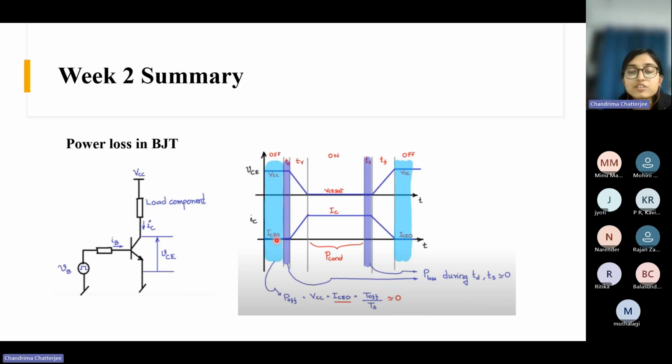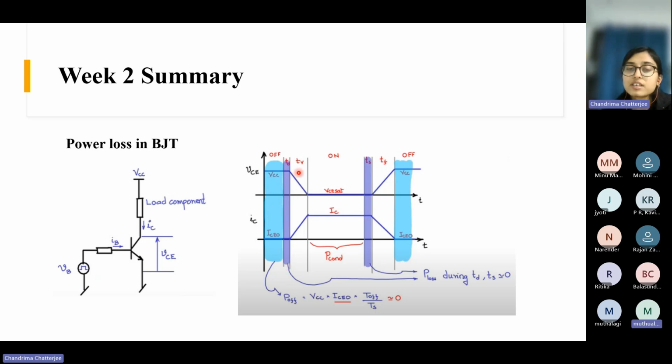So here actually this ICO current, I already told, this current is very small. If you multiply VCC with ICO, you will get a very small value. So sometimes we may also neglect this power loss because this is very small during this cutoff period. And next again during this period also the current is ICO and the voltage is VCC, right? So again in this period also the power loss is not significant.